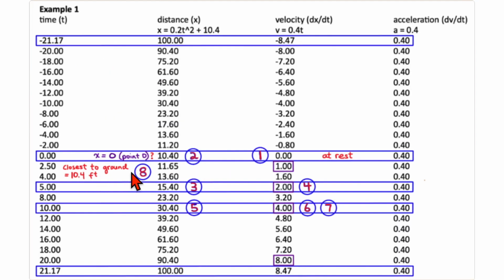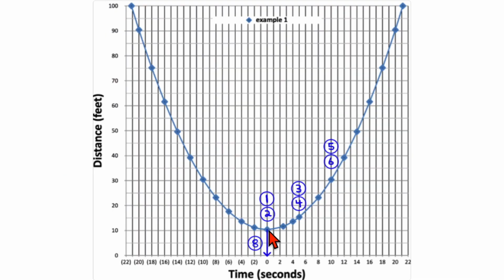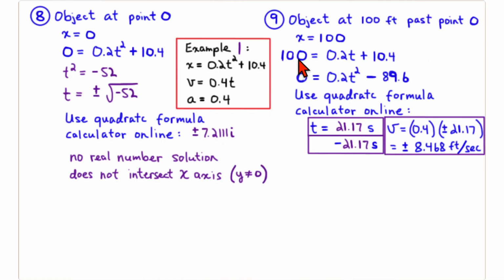The closest it gets is 10 4/10 feet to the right of point 0. It never reaches point 0. It never gets down here to point 0. So it starts at 10 4/10 feet to the right of point 0, 100 feet out. To replace x with 100 feet, solve for time. And there's both a positive and a negative value, which is 100 feet out, and that is at 21 and 1700 seconds. And a negative 21 and 1700 seconds is also 100 feet to the right of point 0.